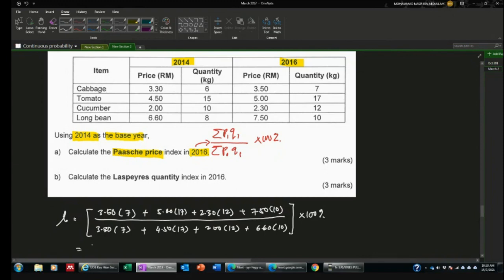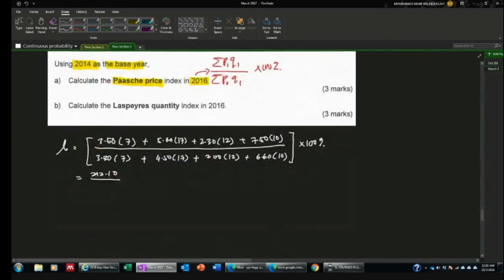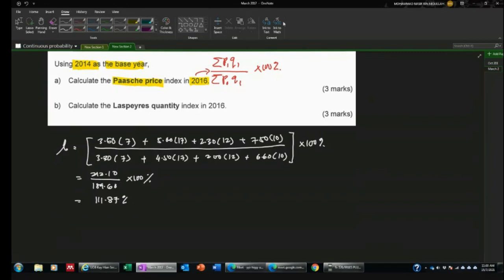So this one should be equal to 212.10 divided by 189.60 multiply with 100%. So this one should be 111.87%. So how to interpret this one? The average price for 2016 is increased by 11.87% compared to 2015. Right? So this is for A, right?